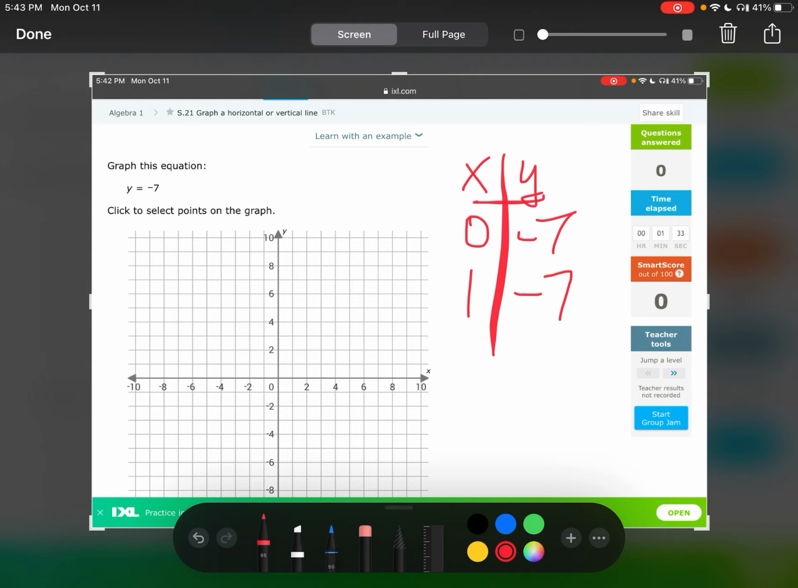We can randomly choose values for x. Now, when we did this in our notes, we did 3 points. IXL is only going to let us do 2, so those are the 2 that we're going to plot. 0, -7 would be there. 1, -7 would be there. And as expected, that gave us a horizontal line.